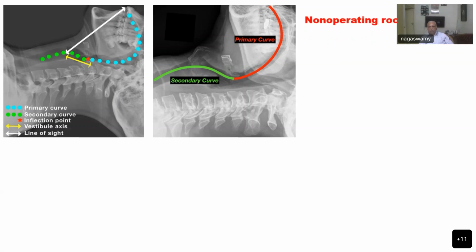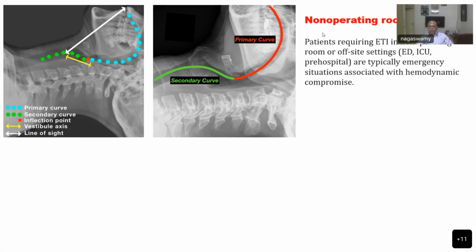And what are the non-operating room or off-site uses of this particular instrument? Patients requiring endotracheal intubation in non-operating room settings like the emergency department, ICU or pre-hospital are typically associated with hemodynamic compromise. In that situation, as I told earlier, because this instrument produces less stimulation of the sympathetic nervous system, this will be a more ideal way of intubation rather than conventional Macintosh laryngoscopy.